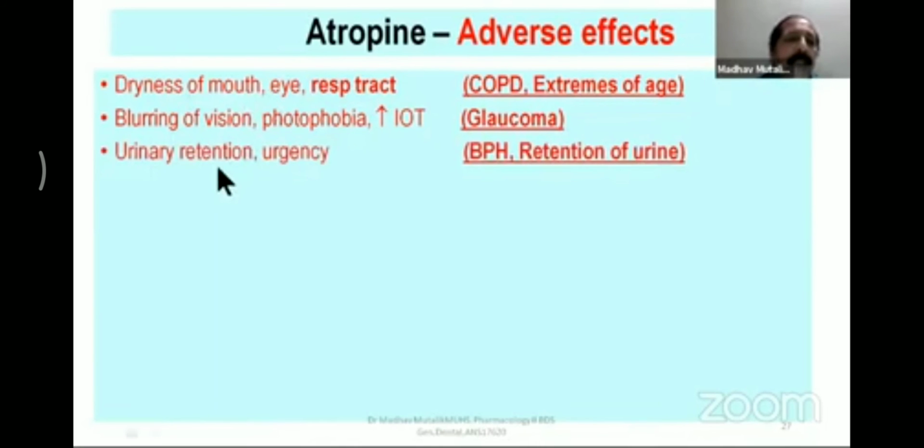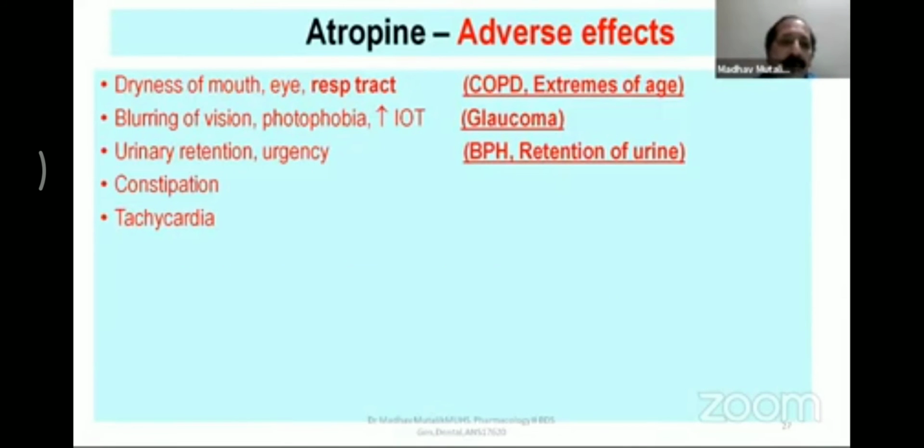Next, urinary tract. It produces retention of urine and urgency of micturition. Naturally, we don't give it in benign prostatic hyperplasia or if the patient has any other condition which is going to lead to retention of urine. Atropine produces constipation and it stimulates the heart to some extent, so it leads to tachycardia. These are called classic muscarinic effects. So please remember them together: dryness of mouth, blurring of vision, retention of urine, and constipation. These four are classic muscarinic effects.